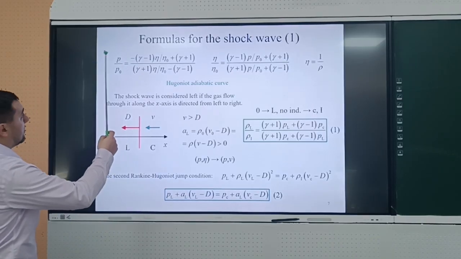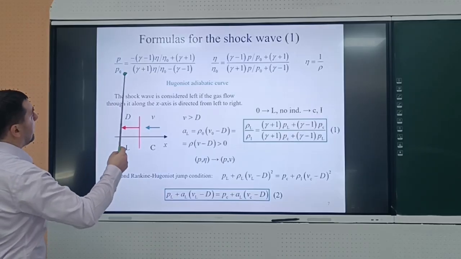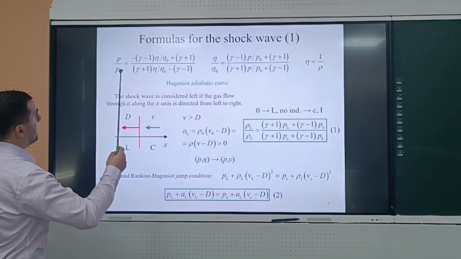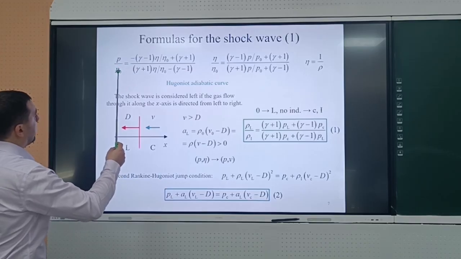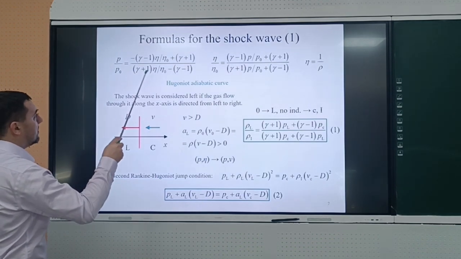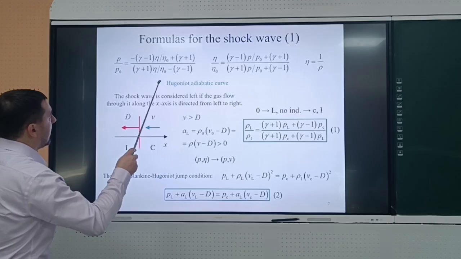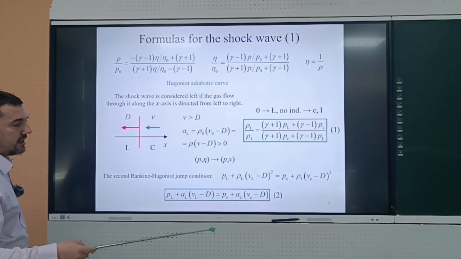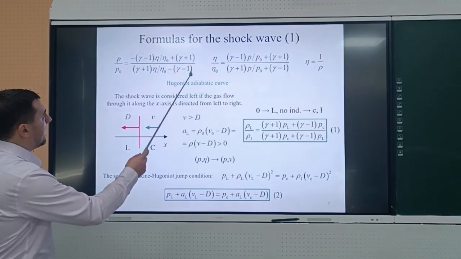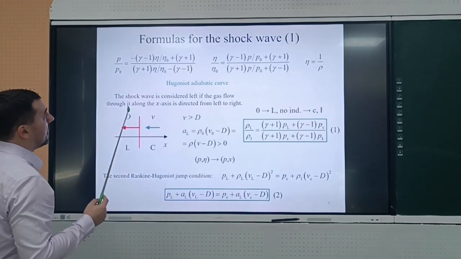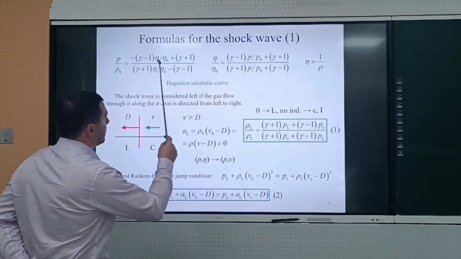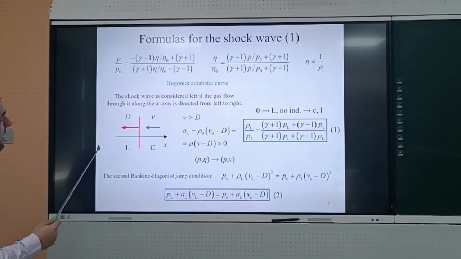I'd like to remind you, this is the Hugoniot adiabatic curve. It's a rectangular hyperbola. If you have a gas at point 0, under the pressure P0 and some density ρ0, all possible states of this gas, if any shock wave passes through the gas, are defined by this formula. Or we can express, quite the contrary, eta as a function of P if we express eta from this equation. Not a problem.